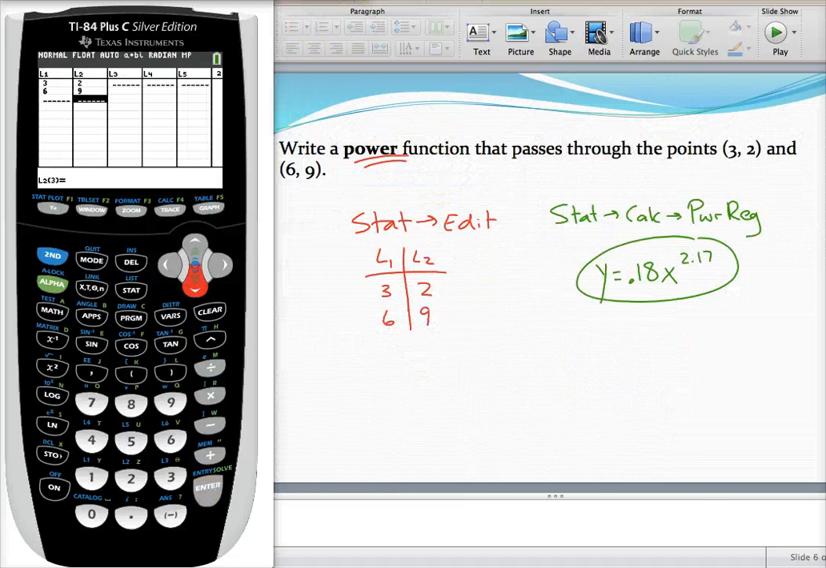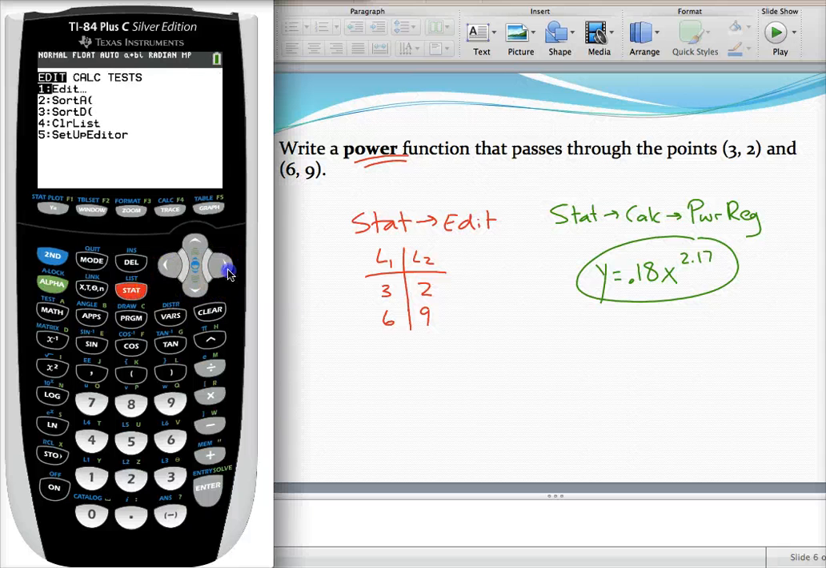Our next problem looks very similar to what we've just done, so be careful. This time they ask us to write a power function, which is not exponential. This one does not have an x in the exponent. You'll see that when we run our model, the x is just a base with an exponent on it. So same idea, I've gone and typed the data in. If you need to pause the video and do that, do that. Remember, x is going in L1 and y is going in L2. So my data is typed in. Again, pause if you need to.